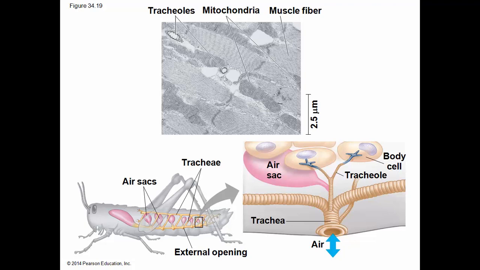So the respiratory system of an insect consists of branched internal tubes. The largest tubes, called tracheae, connect the external openings spaced through the insect's body. Air sacs formed in large portions of the trachea are found near the organs that require a large supply of oxygen.